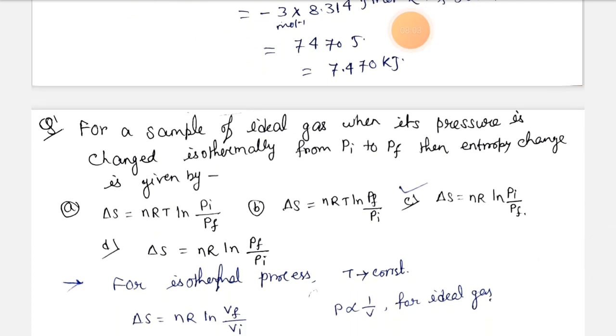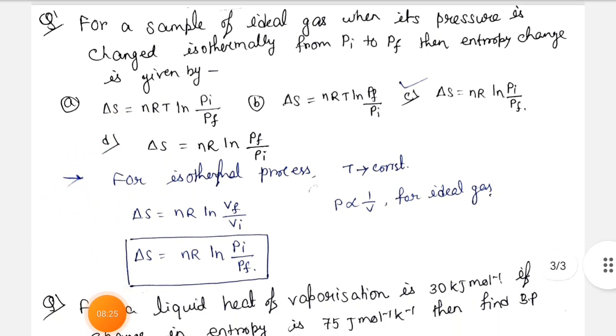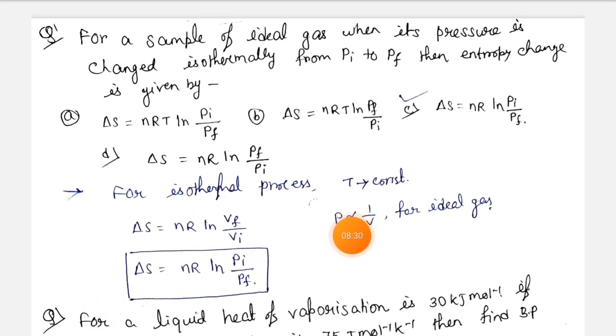Next question: for a sample of ideal gas, when its pressure is changed isothermally from P initial to P final, the entropy change is given by. This is the formula for the isothermal process, that is entropy change. I have completed this part also in the first class, I think. For the isothermal process, temperature is constant. So here delta S is equal to nR ln V final by V initial. And from the ideal gas law, from Boyle's law, you know that pressure is inversely proportional to volume. So if you exchange volume and pressure, then delta S is equal to nR ln P initial by P final. So here the correct option is option C.